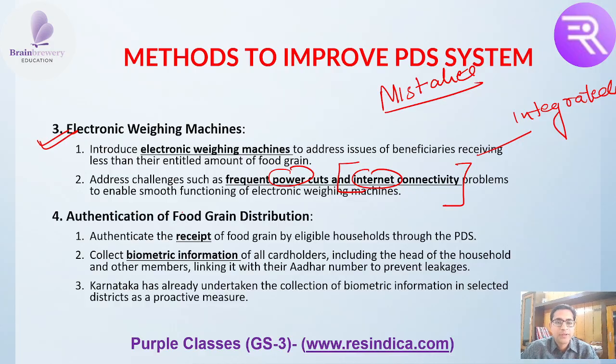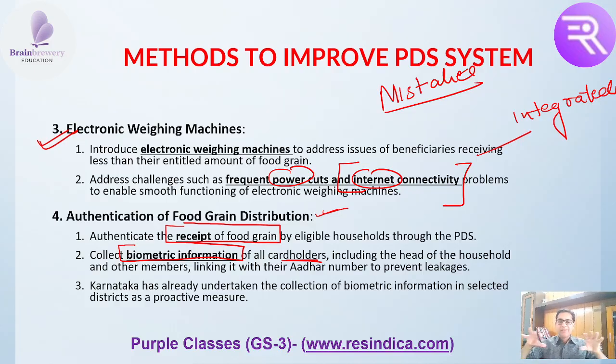Now, authentication of food grain distribution. Authenticate the receipt of the food grain by the eligible household. That means yes, you get that receipt. Everywhere you go, you should have that receipt. Biometric information collection has to be done for all card holders, and their data should get entered into the database: how much quantity of the PDS food grain, how much quantity of the cereals, how much quantity of their stock and quota they have taken.